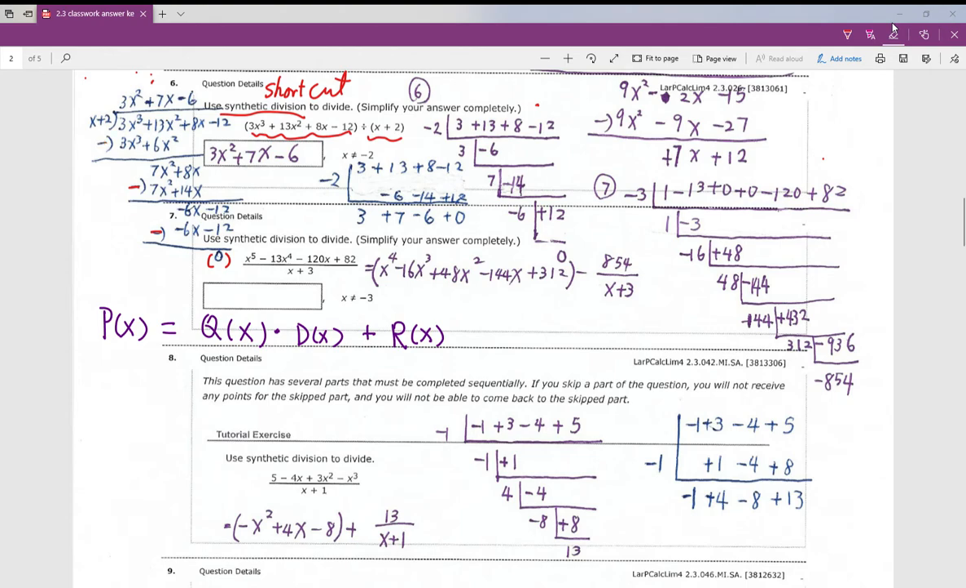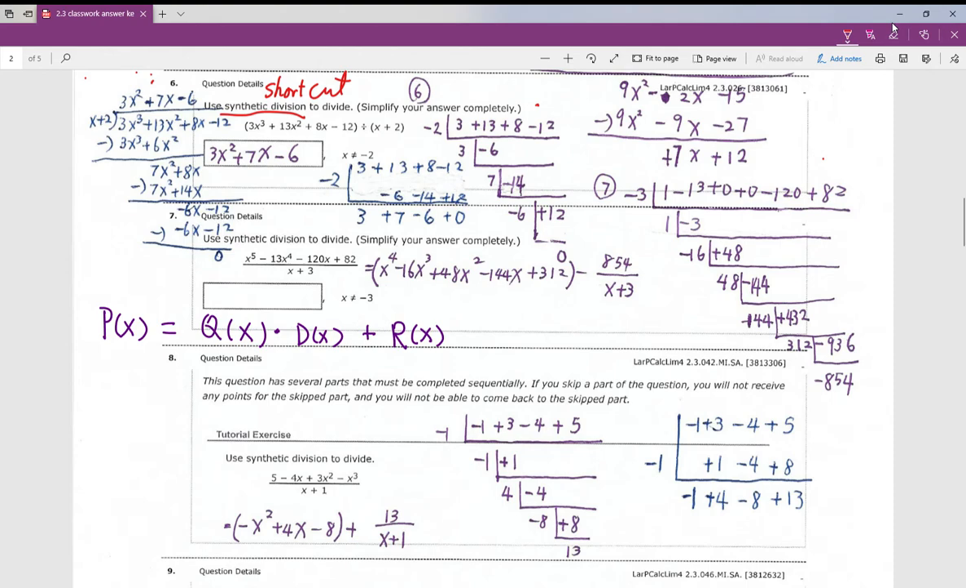So one more time, the question itself, they give you the dividend and the divisor. You don't need to find them. But you do need to find the quotient. How do you find the quotient? That's one thing. So when you find the quotient, you want to write down your answer for the quotient.